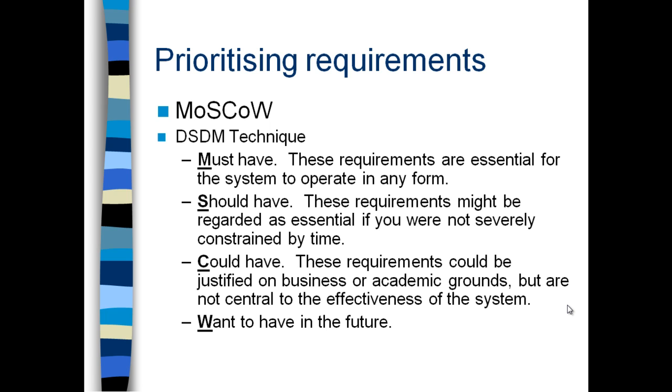These requirements could be justified on business or academic grounds, but are not central to the effectiveness of the system. Examples are the graphical user interfaces, the colors, the customization, and many other features. Won't-have, or what to have in the future, is the least important category, which maybe you can put there. Necessarily you can come up with a small matrix.